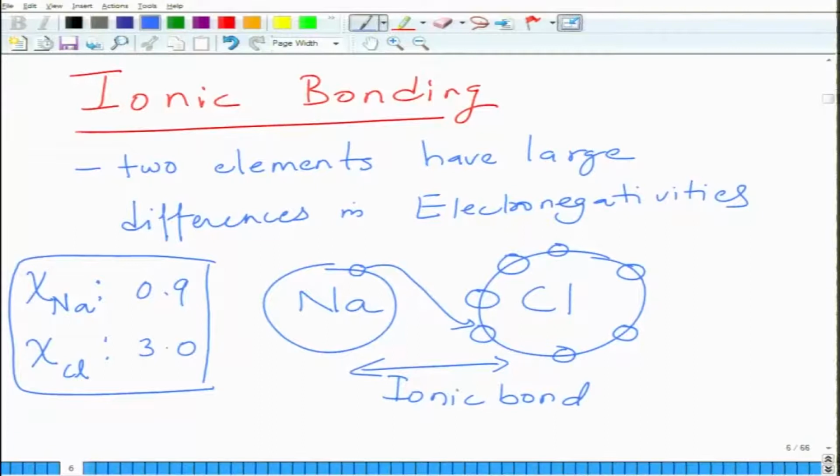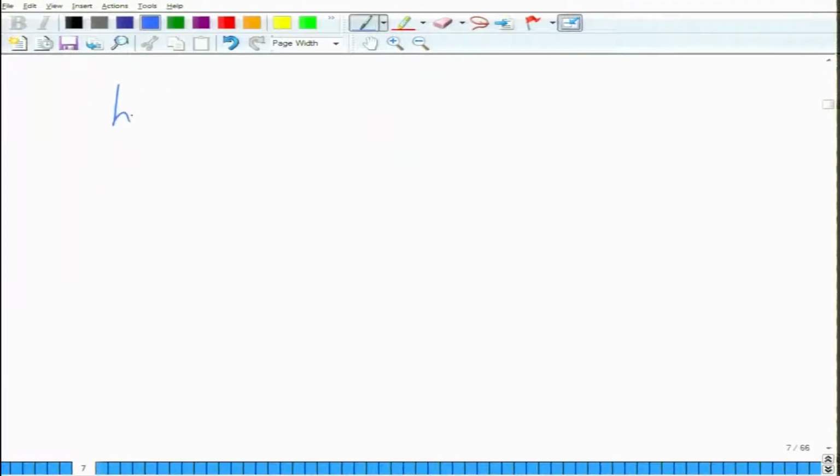Other examples of these materials: you have magnesium oxide, which is an ionically bonded solid, you have calcium fluoride, you have cesium chloride, you have calcium oxide, a variety of these materials. They are all ionically bonded materials, and that is why they tend to have high strength, high melting point.